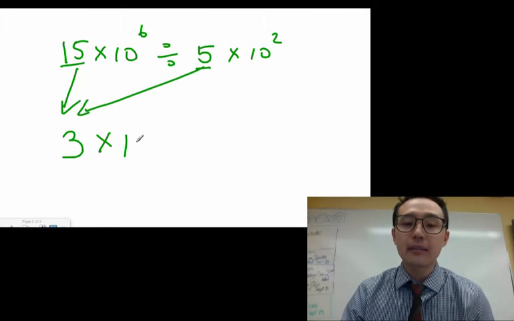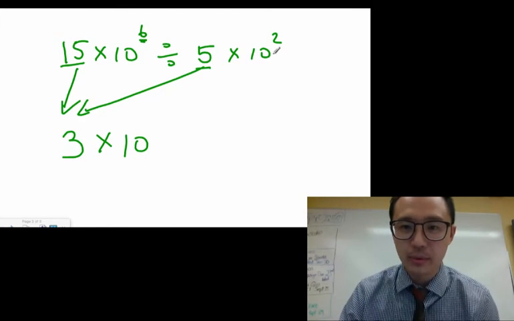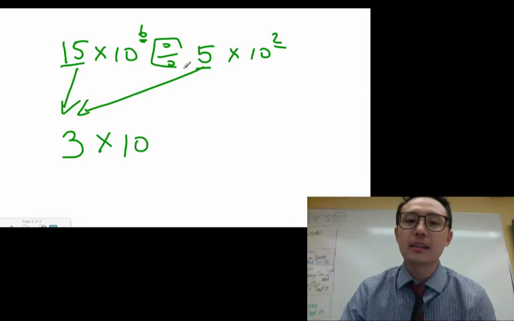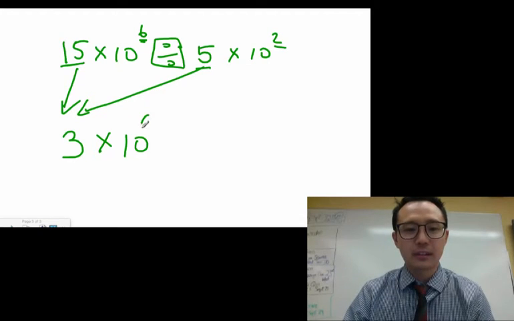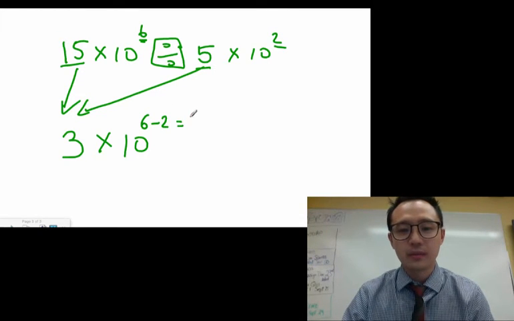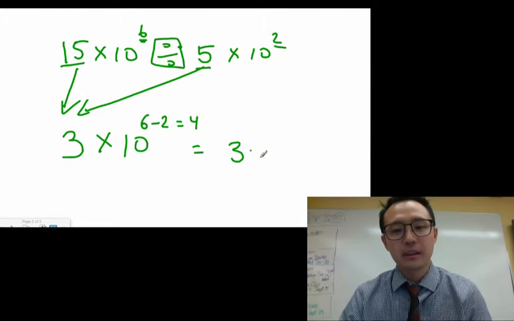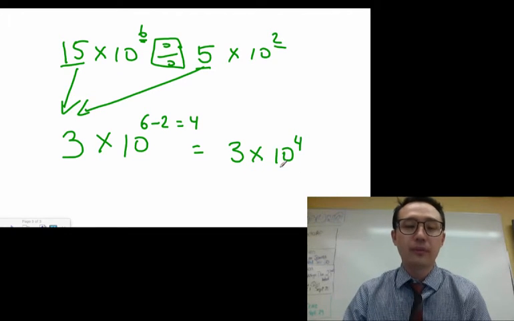And then instead of adding these exponents together, we're actually subtracting because of division. This is one of those product rules you learn in math class. So you're going to go 6 minus 2, which is 4. So your final answer is going to be 3 times 10 to the power of 4.